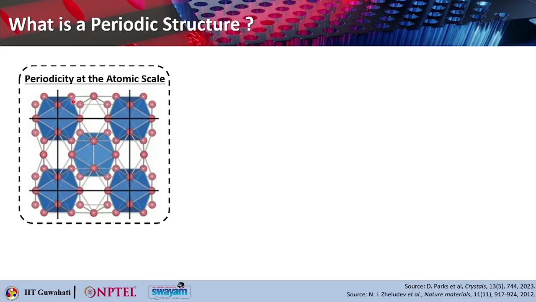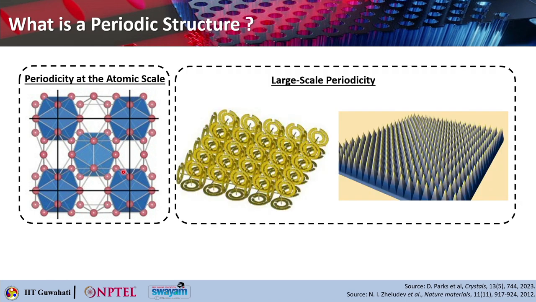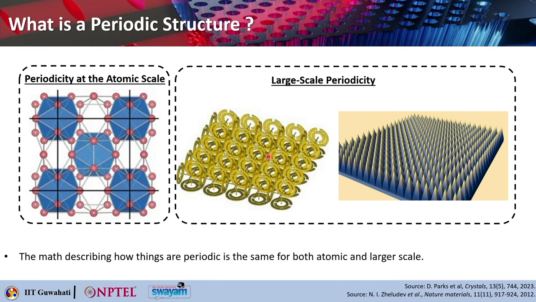So, what is a periodic structure? Here you can see periodicity at atomic scale. So, these are different atoms, okay? And if you try to replicate this in your engineering design, where you make one unit cell and then try to repeat it periodically, you can actually get large scale periodicity, something like this or this. Okay. So, what is fundamental here is that the math which describes the periodicity at atomic scale or large scale periodicity, both are similar.